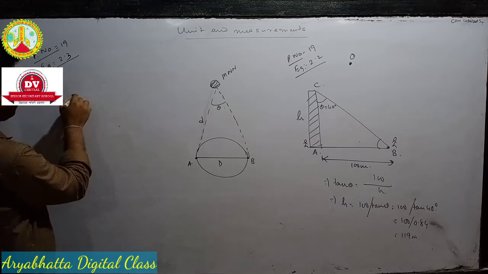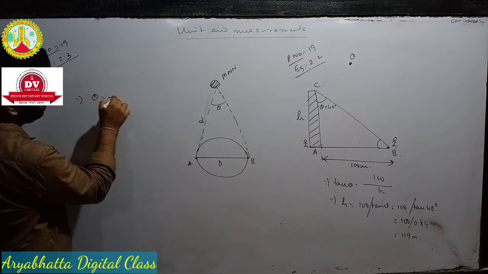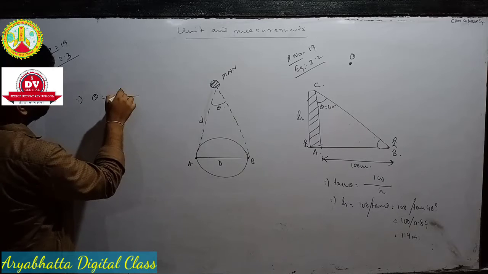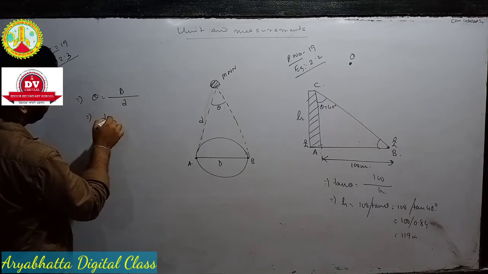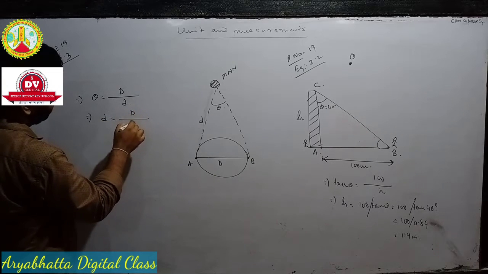So theta is equal to arc. Arc means d by distance, radius. So we have to calculate d. So d will be d divided by theta.